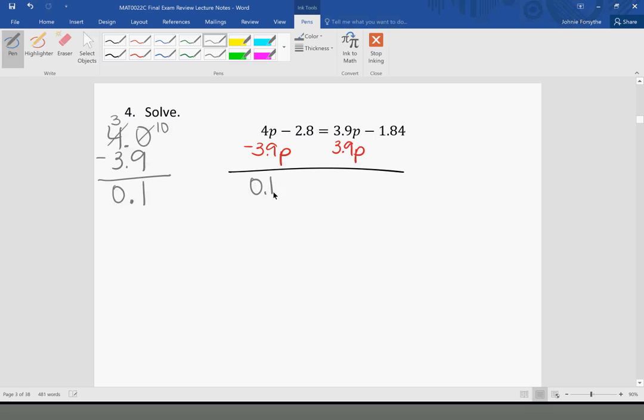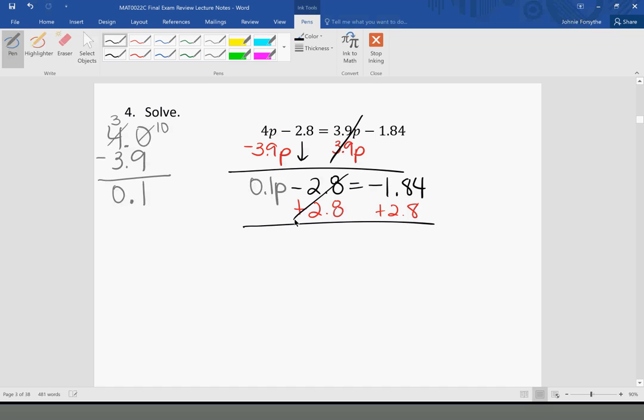So 0.1p. Let's bring down that minus 2.8 equals negative 1.84. And then now I'm going to add 2.8 to both sides. Okay, so let me bring down the 0.1p equals, now negative 1.84 plus 2.8.